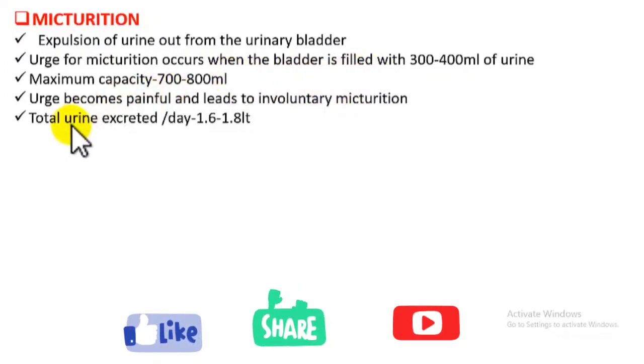And do you know the total amount of urine excreted per day is 1.6 to 1.8 liters. So passing this much urine is the healthy condition. If we pass much less than this or more than this, it is an abnormality. Understood, students? So drink more water and try to pass this much urine every day so that toxins won't get accumulated in the body and are expelled out.